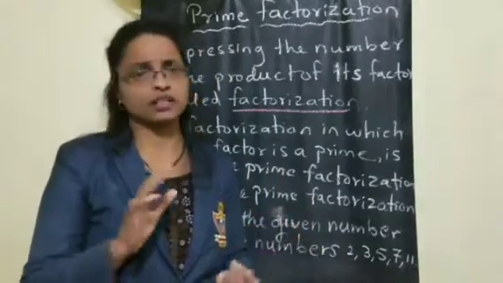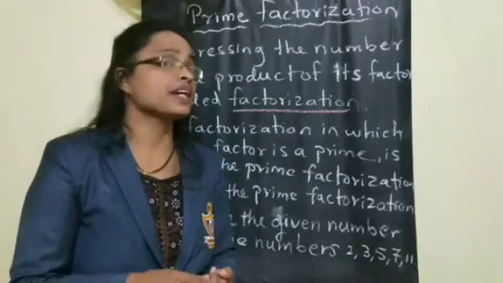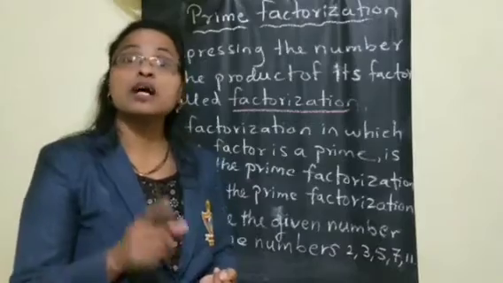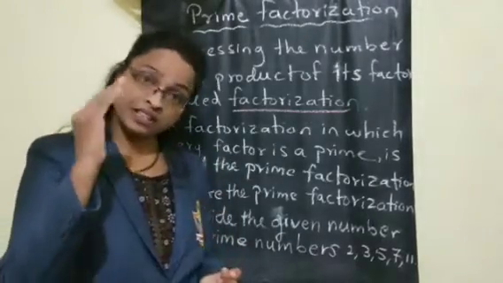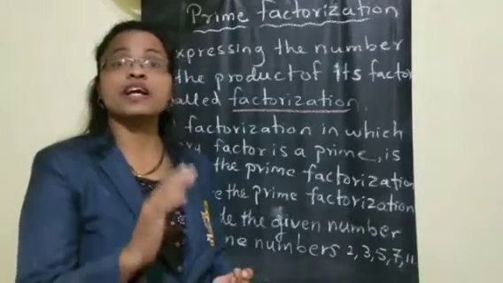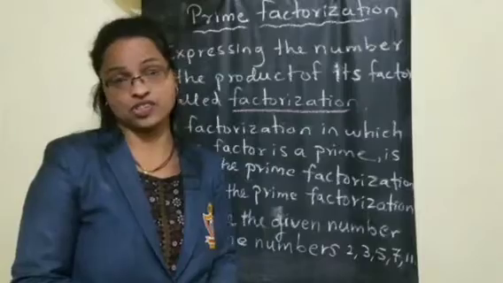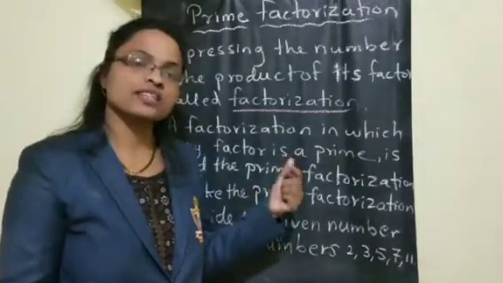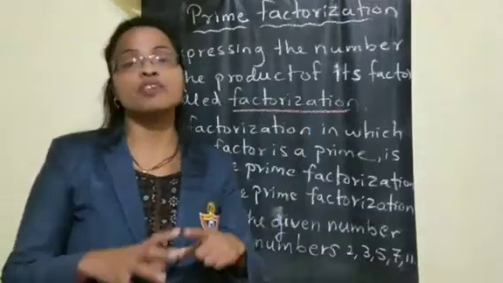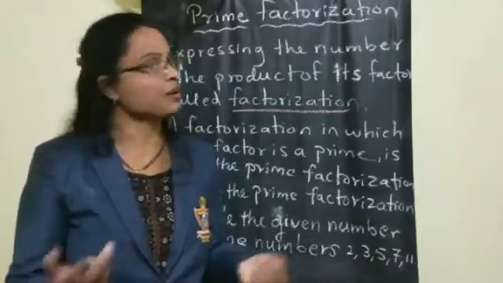Whatever number they are giving to us, we have to divide it. When we are dividing, we have to divide with the prime numbers. So after dividing the number, we get the answer in the form of prime factorization. And whatever we write in the form of a product is called the factorization form. So let us take an example and try to understand in a better way.